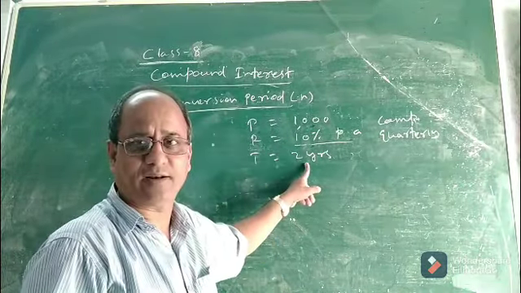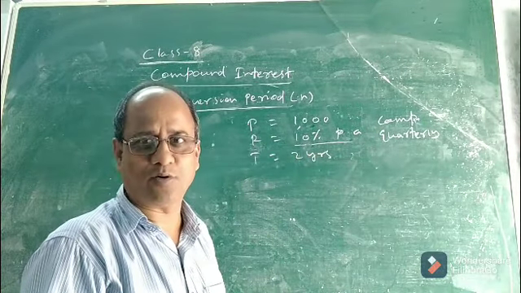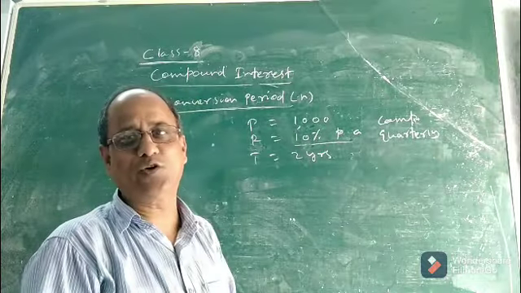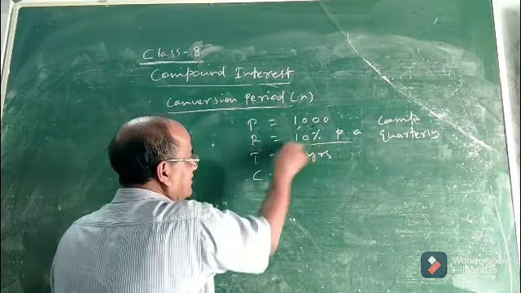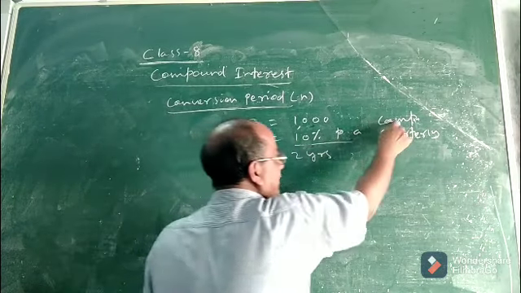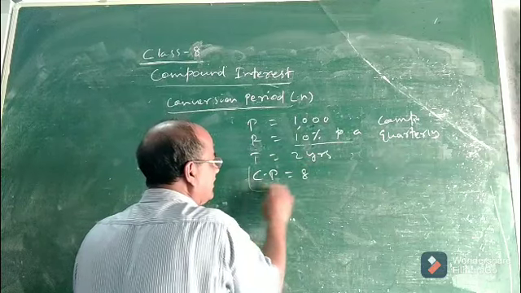What is the time period given? It is given 2 years. So then how many times the interest will be compounded in 2 years? Definitely 2 into 4 is 8. So here, in this case, when the interest is compounded at 10% per annum quarterly, the conversion period will be equal to 8.